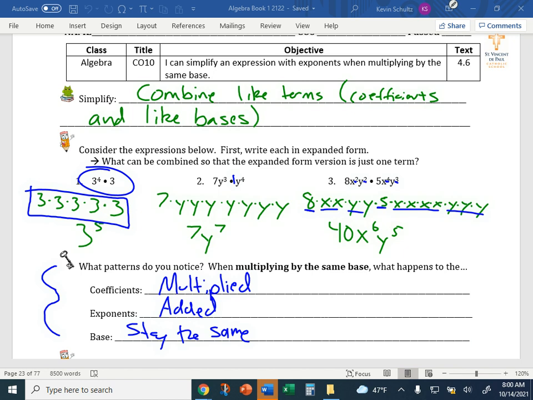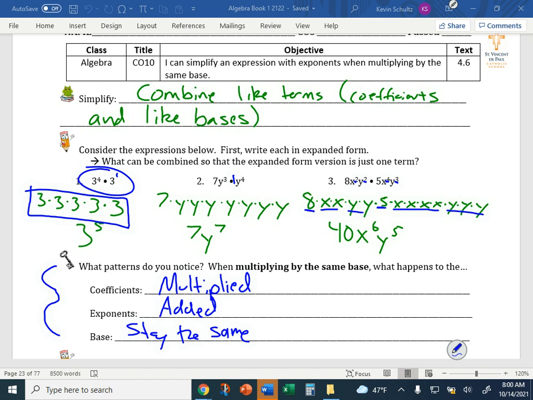Questions on any of this before I erase it and move on? Yes. It stays the same because it's not a coefficient. It stays the same because it is a base. Really, what is the exponent of that second 3 there? It's not written, but it's a 1. So it still follows the rule. There are no coefficients to multiply. The exponents get added. 4 plus 1 is 5, and the base stays the same. Okay?